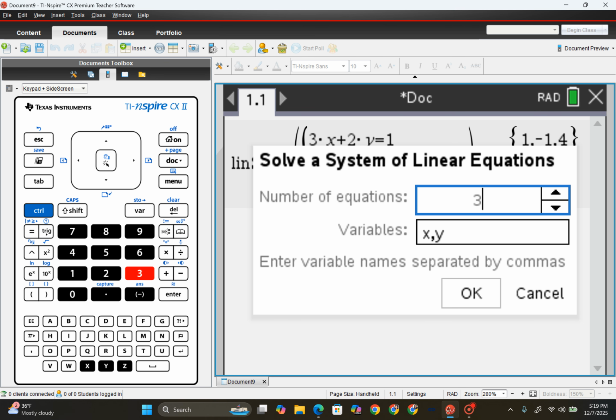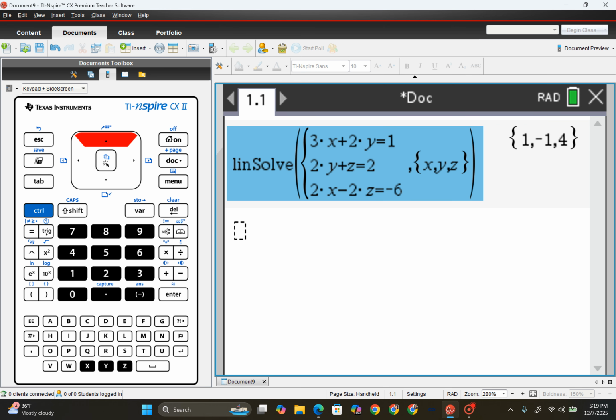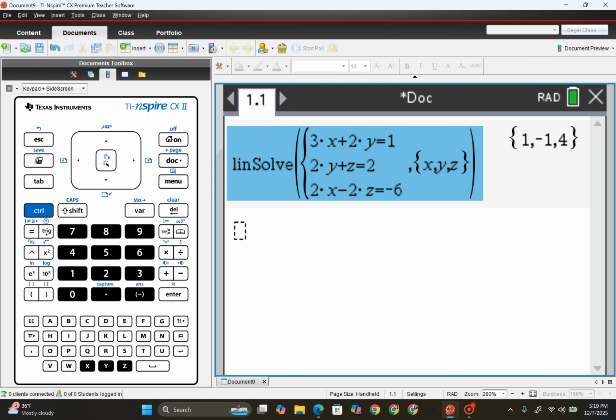And when you hit tab, you're going to see X, Y, and Z. Okay. And then you're going to go ahead and enter in your function just like this. Okay. You're going to enter that in and you're going to hit enter. And it's going to give you your variables in order: X is 1, Y is -1, and Z is 4. So let's write that down. X equals 1, Y is -1, and Z is 4.